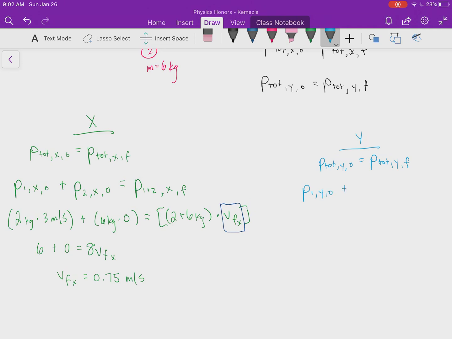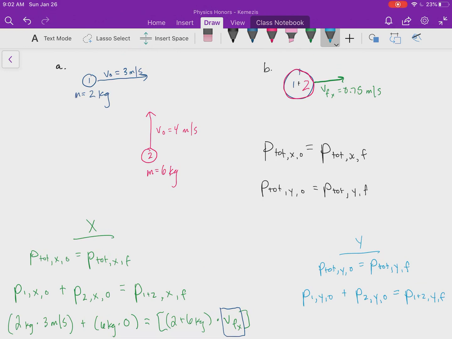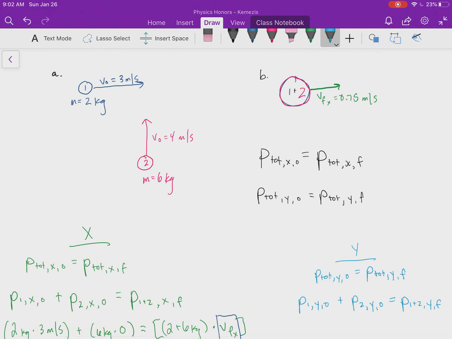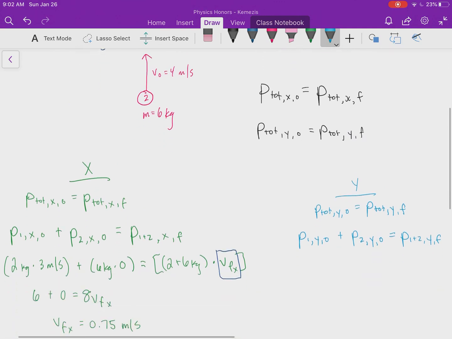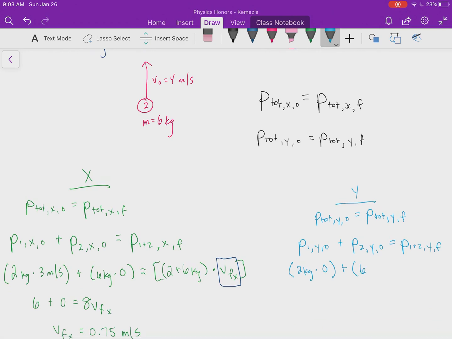So our momentum of object 1 in the y direction before the collision plus the momentum of object 2 in the y direction before the collision should be equal to the momentum of that new object formed in the y direction after the collision. Okay, so we talked about how object 1, all of its velocity is in the x direction, so its momentum was in the x direction. We're going to see we have 2 kilograms but no velocity in the y direction, plus our second object, all of the velocity is in the y direction, so all of the momentum's there.